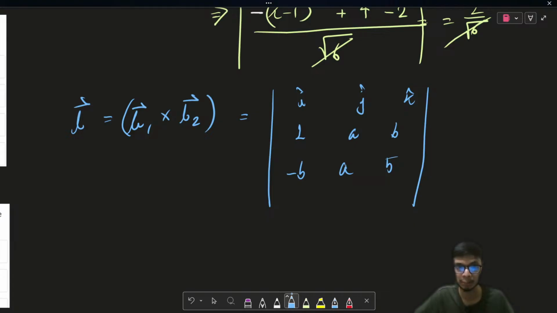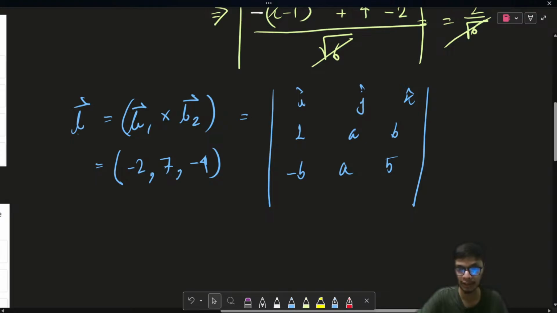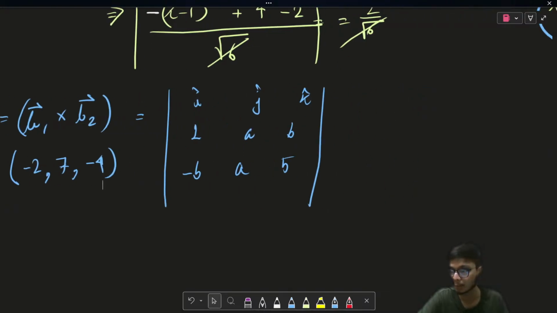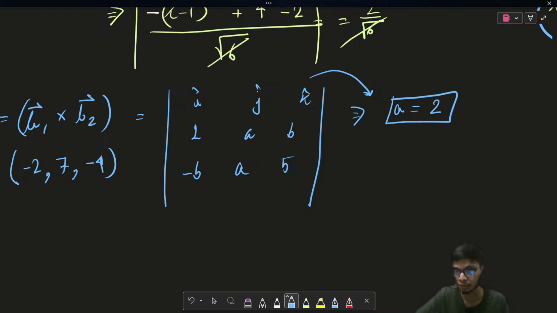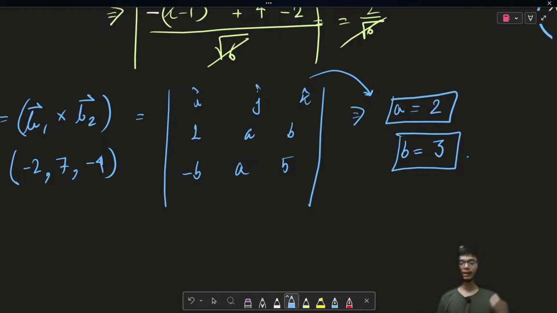If I do the cross product and compare, the direction ratio of this L vector is given as (-2, 7, -4). I know this particular result. I just have to relate it by performing this cross product. If I do that, I will ultimately obtain the values of A and B. Please try to solve this algebra by yourself, and you will find the value of A to be 2 and the value of B to be 3.